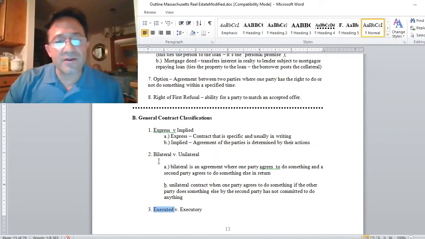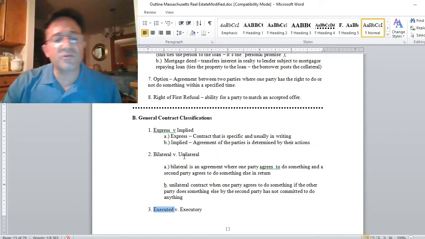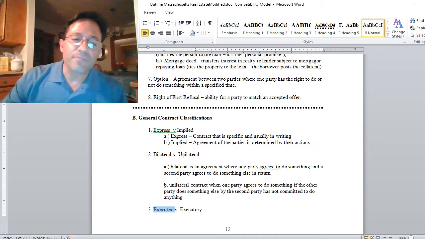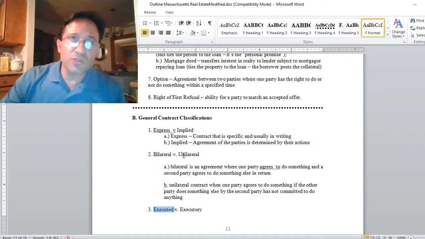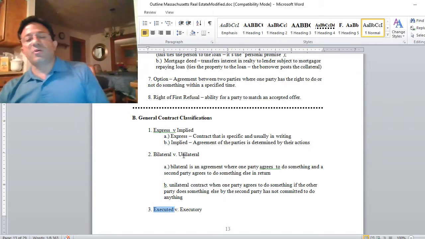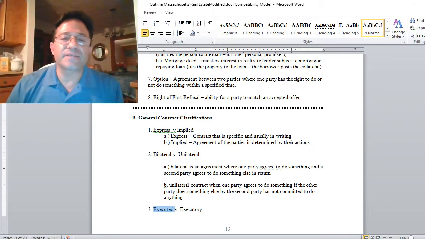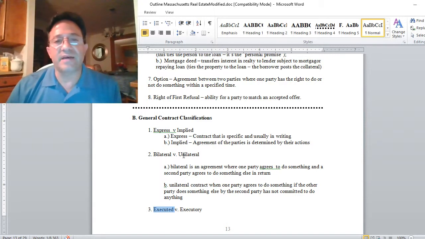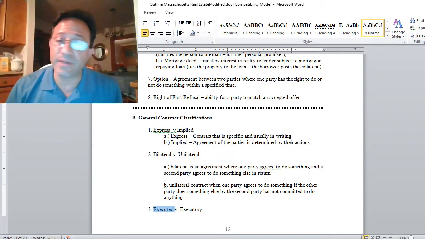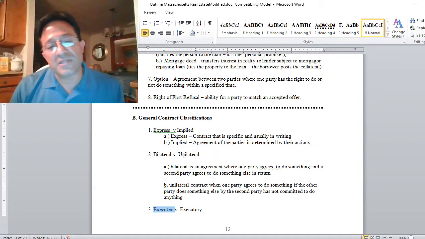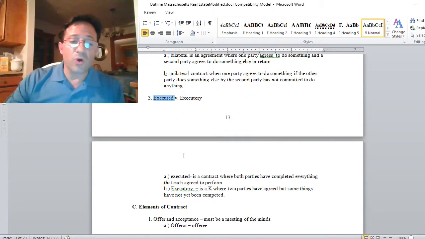And I usually say, well, can we have an expressed unilateral? No, usually the unilateral contracts are based upon action. But you could also make an argument here that a reward posted on a pole could be an expressed contract, but there really wasn't a meeting of the minds. So you really can't have that. So, but the point that I want to make here is that you can have different classifications existing in one contract. Okay, so on we move.